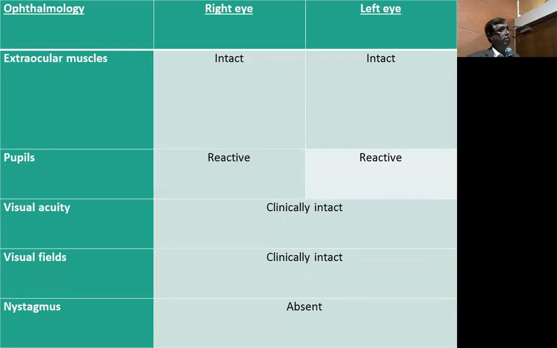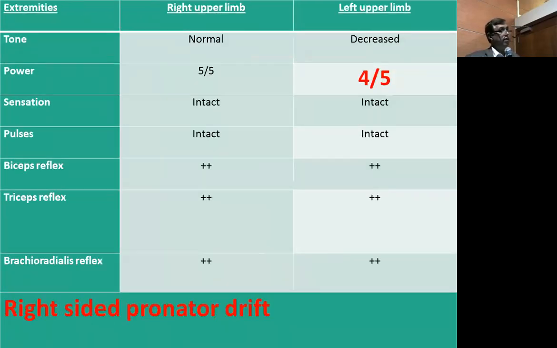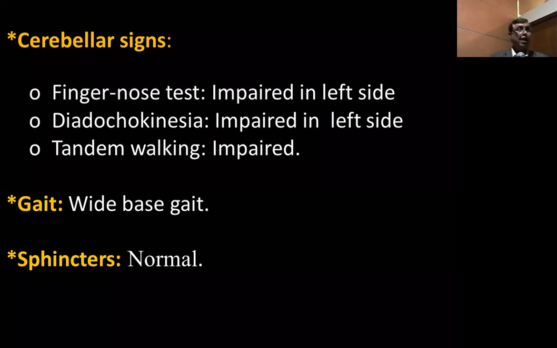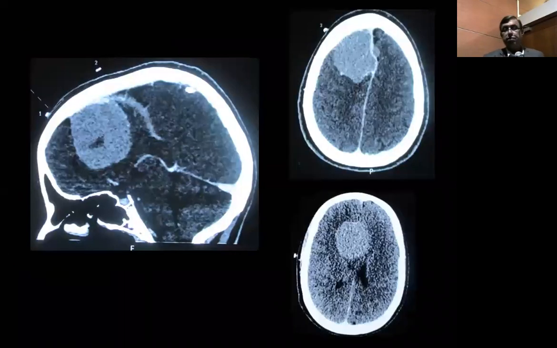Eye examination was okay. She had 4/5 power. And she had right-sided pronation drift. As we said, we keep the patient like this and close their eyes and they start doing this. This is pronation drift. This is the early sign of weakness in her arm and in her leg. Cerebellar signs were absent.